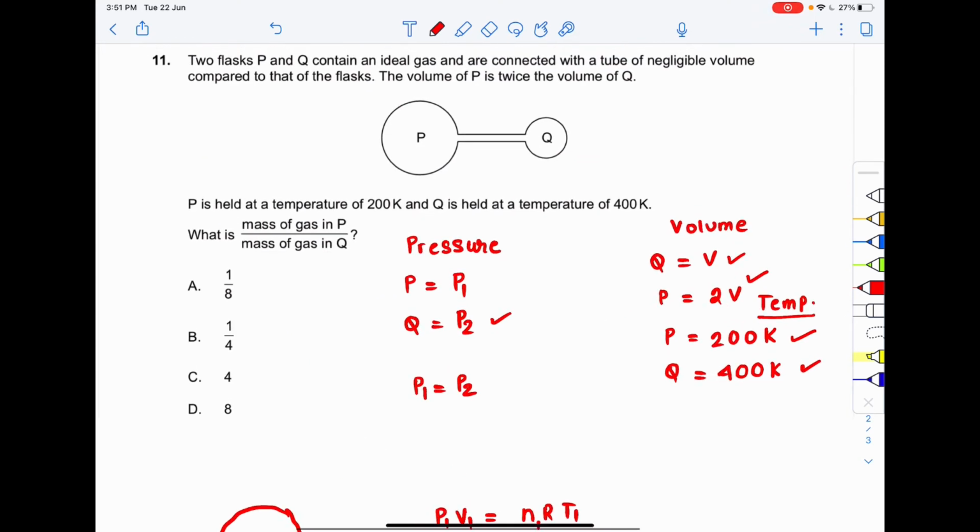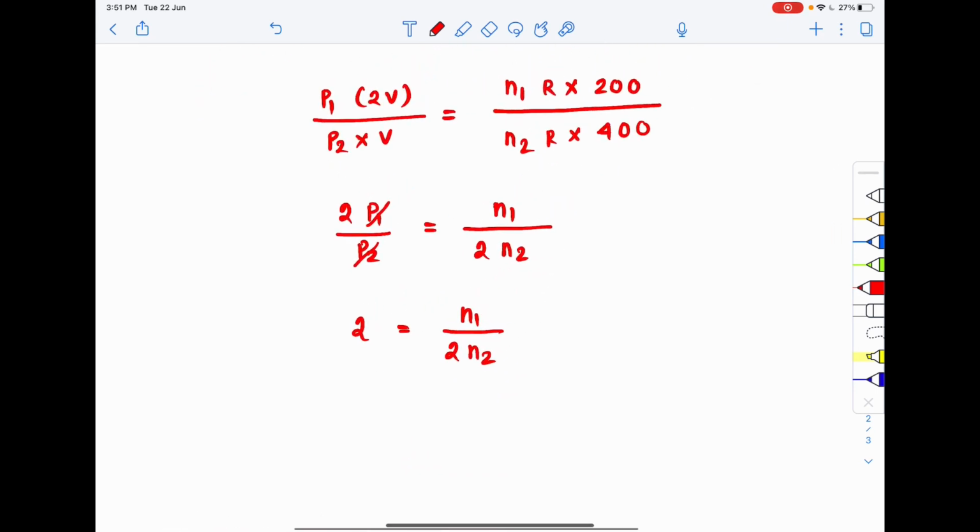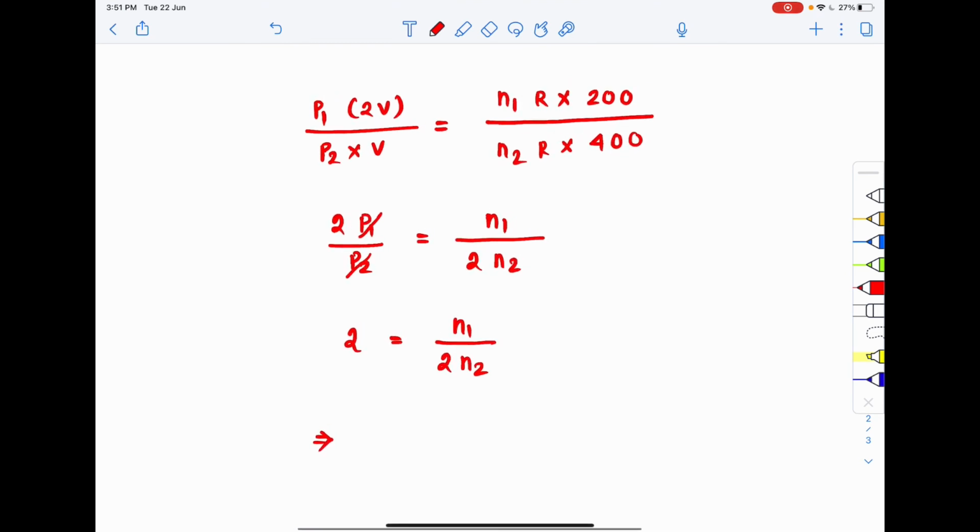We know that since the flasks are connected, the pressure will be equal, so P1 should be equal to P2. Since P1 and P2 are the same, 2 equals N1 by twice of N2. So from here we get that the ratio N1 by N2 is 4.